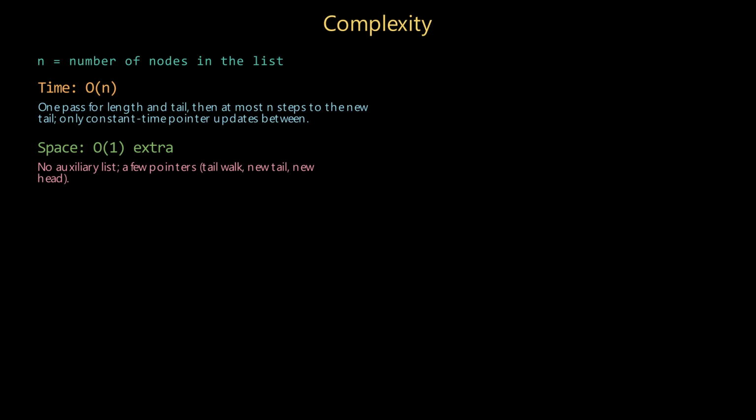Let n be the number of nodes. Time is big O of n, one pass finds the length and the true tail, we close the ring in constant time, reduce k with modulo in constant time, walk at most n steps to the new tail, then break the ring in constant time. Each node is involved only a constant number of times across those phases, so overall work is linear in n. Extra space is big O of 1, only a few pointers like the tail walker, new tail, and new head, with no auxiliary list.